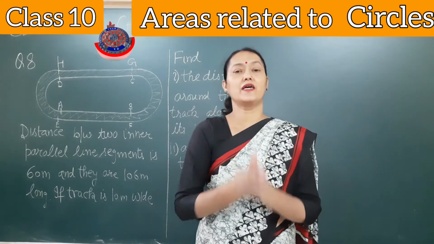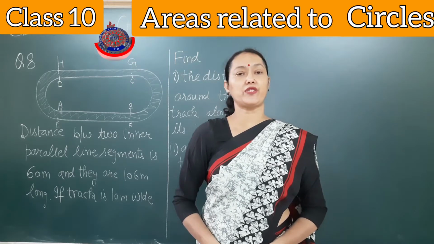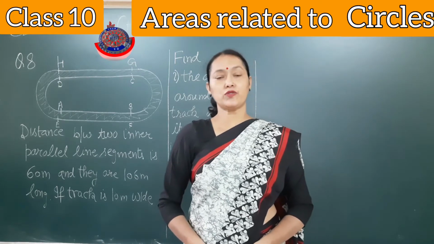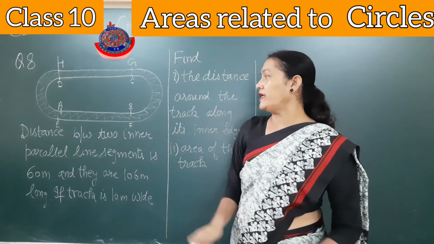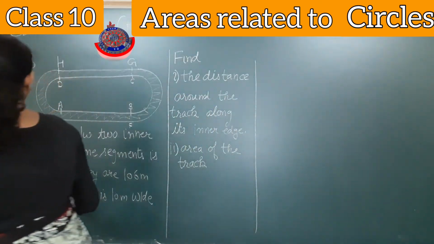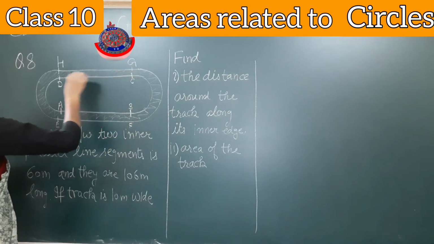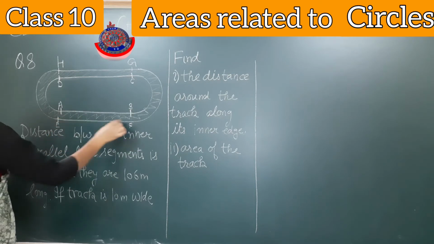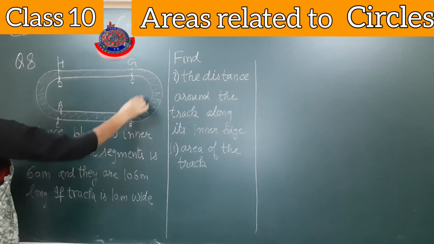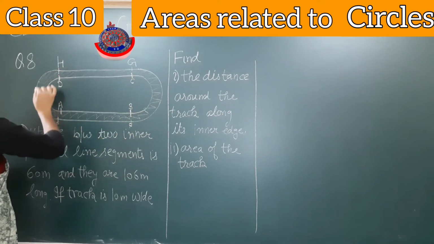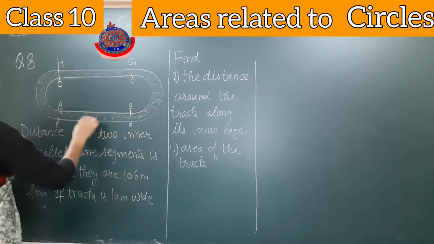Namaste students. In today's lecture, I am doing question number 8 of exercise 12.3 for you. In this question, a racing track is given to us. Here, they have drawn the line segments AB, CD, EF and GH. Now afterwards they have drawn semicircles so that the racing track is formed. This is the racing track for which we have to find the area.